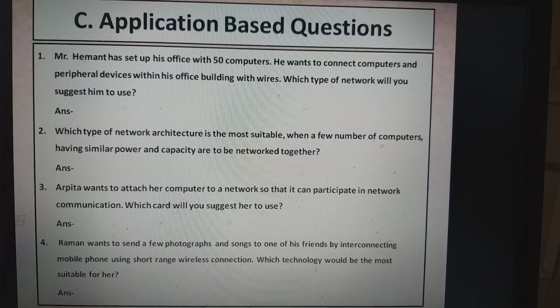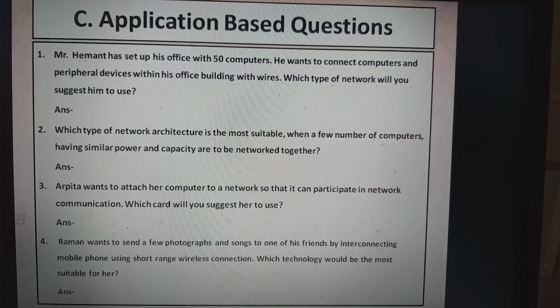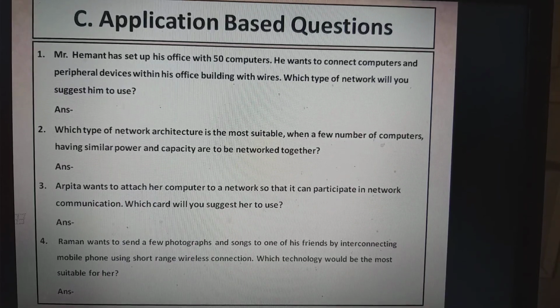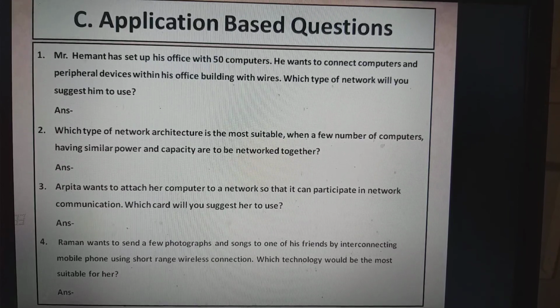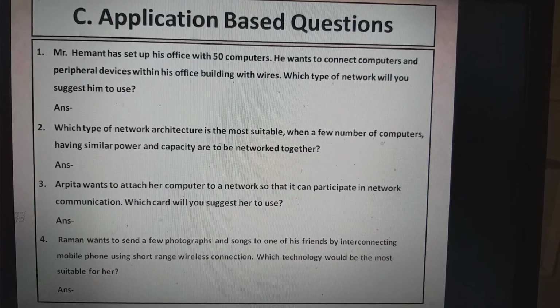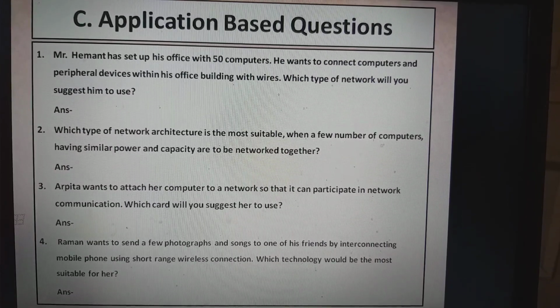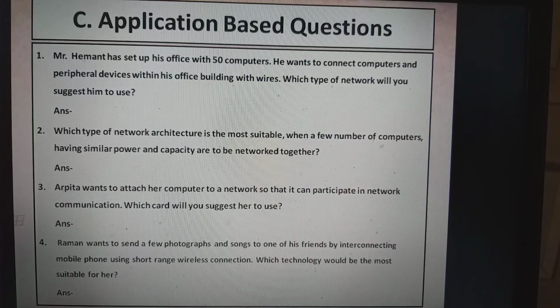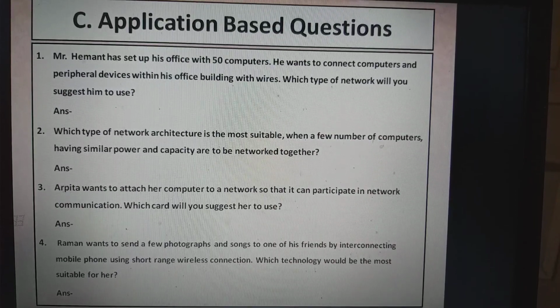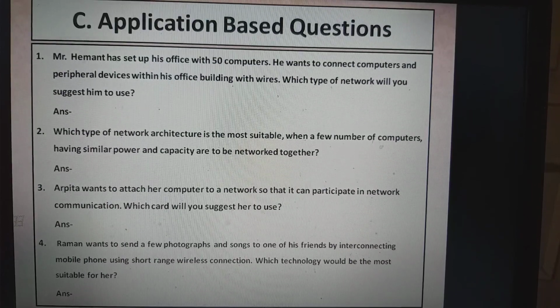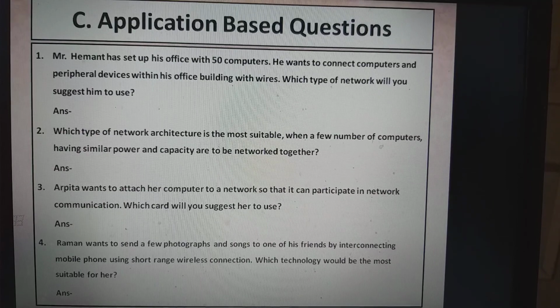Number 2. Which type of network architecture is the most suitable when a few number of computers having similar power and capacity are to be networked together? Here, similar power and capacity computers are connected in peer-to-peer network. So the answer will be peer-to-peer network. Now see number 3. Arpita wants to attach her computer to a network so that it can participate in network communication. Which card will you suggest her to use? So the answer will be Ethernet network card.